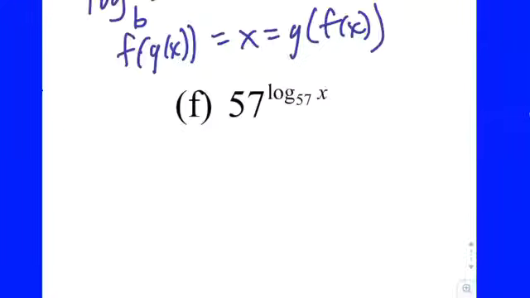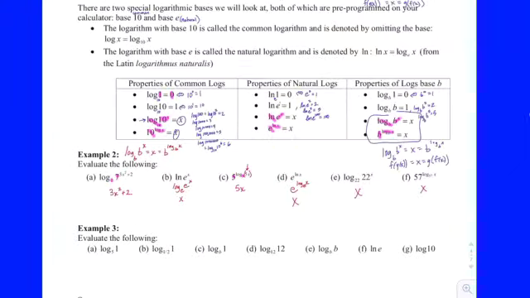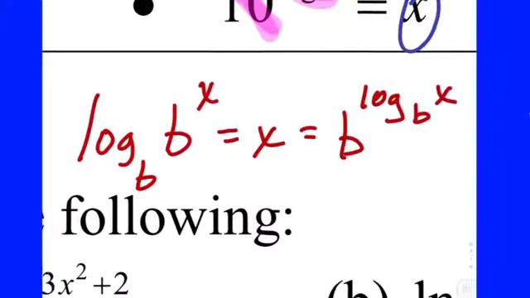Letter F. Half a second. What'd you get? X. Very good. 57 to the log base 57 of x. Good. So that row was pretty easy. It got easier as we went from left to right because we started picking up on the patterns. The patterns, of course, are using these guys here.